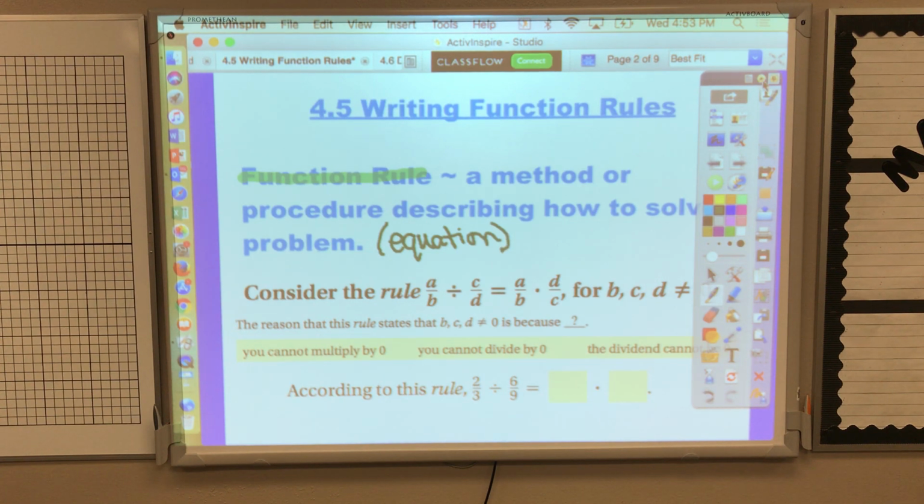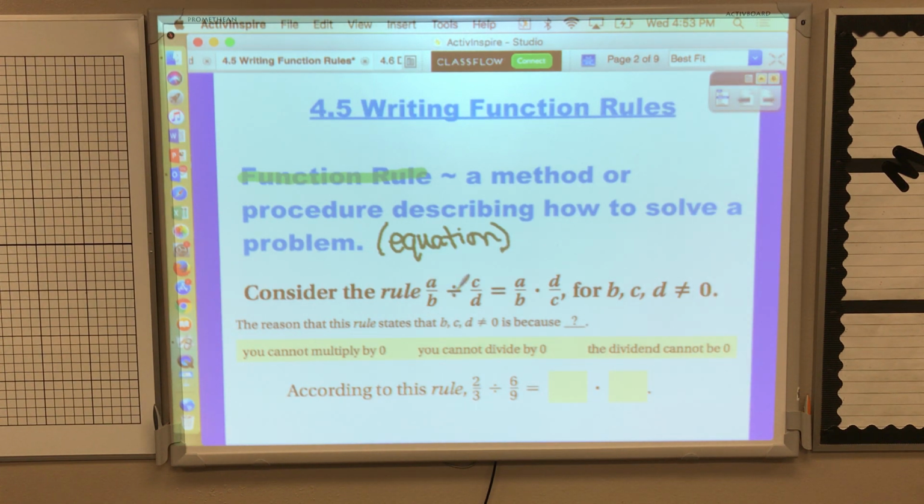Here we have a rule that you guys should know. If I'm dividing fractions, it's the same thing as multiplying by the reciprocal. Okay? That's a rule that we can use every single time we have a dividing fractions problem. Okay? As long as B, C, and D are not 0. Remember the reason why B, C, and D cannot be 0? Because you cannot divide by 0.